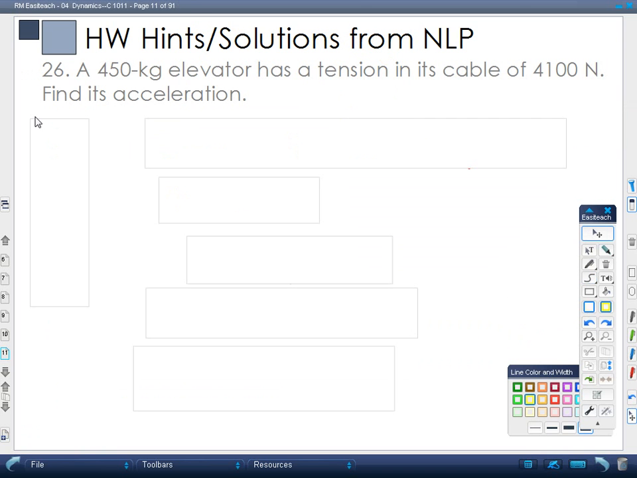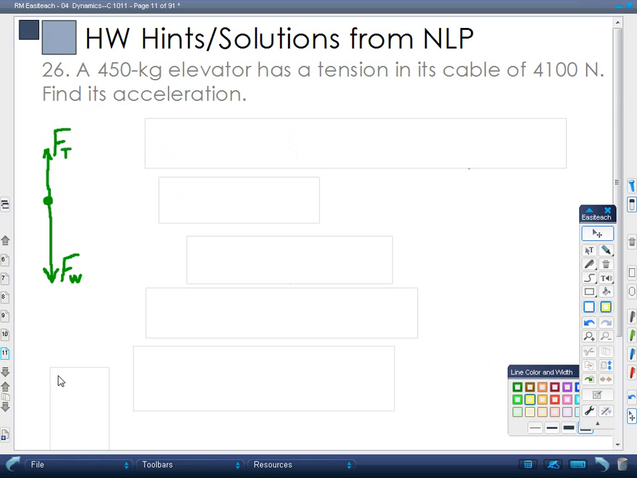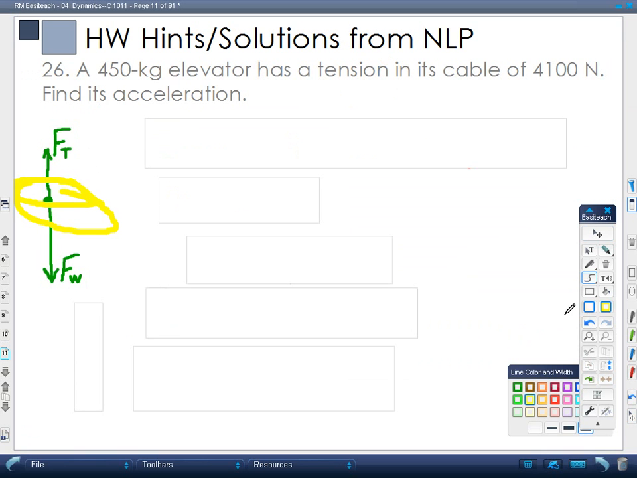The first thing I'm always going to do is draw a diagram. Here's my diagram. It shows the tension and the weight. There's always weight down no matter what. There's no sideways forces, because this is not on a surface. There are vertical forces. The tension holds it up, and the weight is pulling it down.